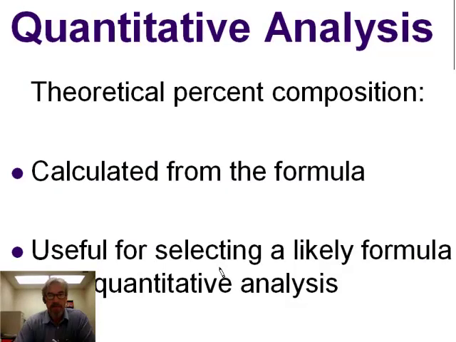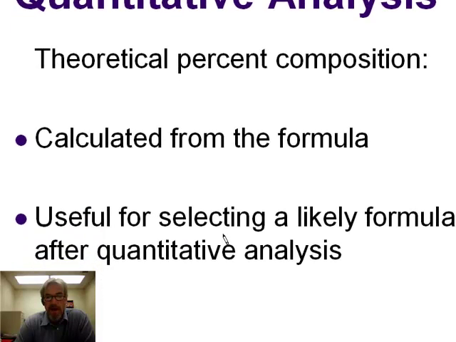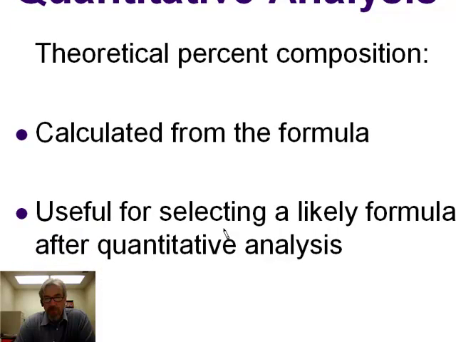Another way of getting percent composition is from the formula. This is called theoretical percent composition. You calculate it from the formula without actually any data. Here's what it's useful for. If you have quantitative analysis and it's given you a percent composition for a real compound, knowing the theoretical percent composition can make a match for you. It can help you select which formula goes with what I actually have done quantitative analysis for.